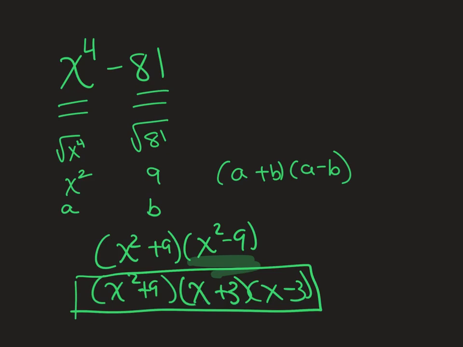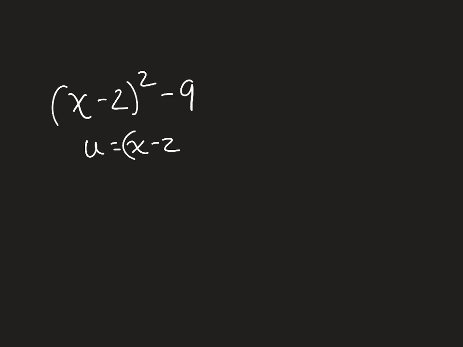Okay, let's try another one. From your notes, it says that you have x minus 2 squared minus 9. Now, this is one where I would definitely use u substitution. Let's let u equal x minus 2. So instead of writing x minus 2, I can write u, and then it's squared, minus 9.